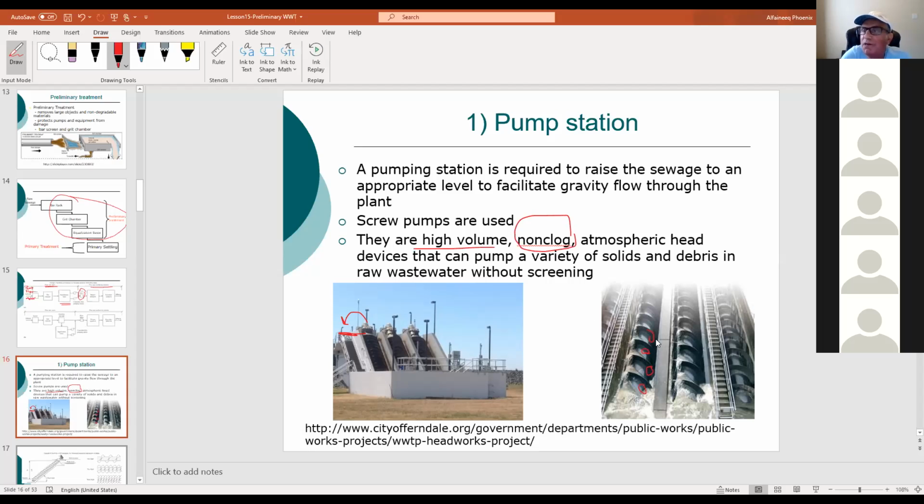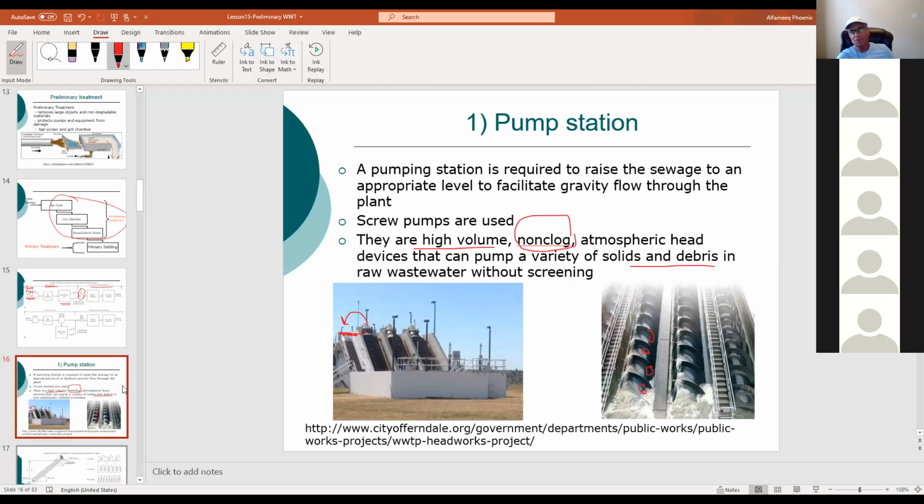Their problem is the efficiency is low. Well, they are open to the atmosphere, right? So that's not a big problem. They can carry different kinds of debris. This is why we like them. This is your first step to lift your wastewater from the interceptor, from the manhole, up to the beginning point of your wastewater treatment plant.